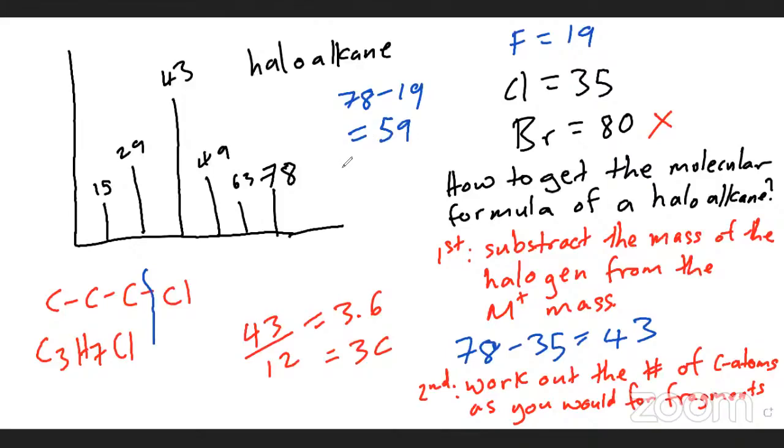And then I would say 59 divided by 12, 60. I would get 5 points. I would have 5 carbons, right? Now, what we are going to do is to see if this structure, based on what we have, is right. They're saying that if it was fluorine, we would have 5 carbons with fluorine on it and the hydrogens.